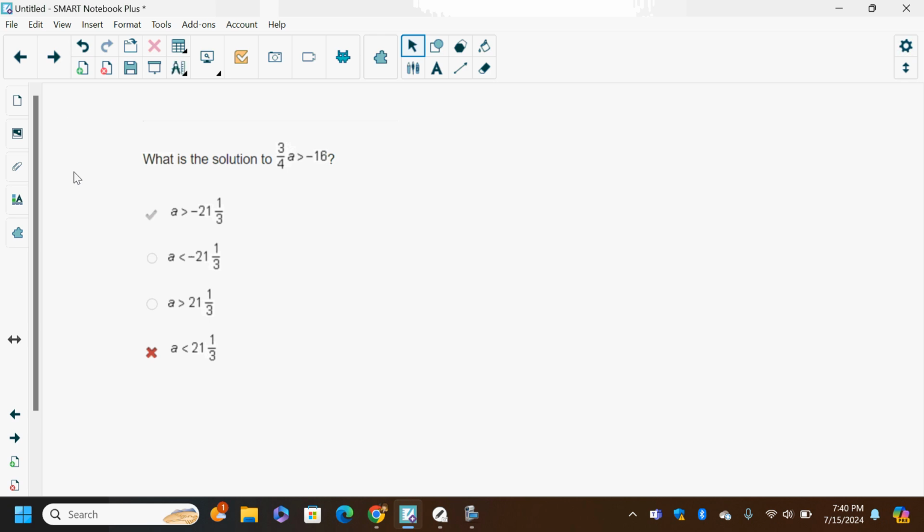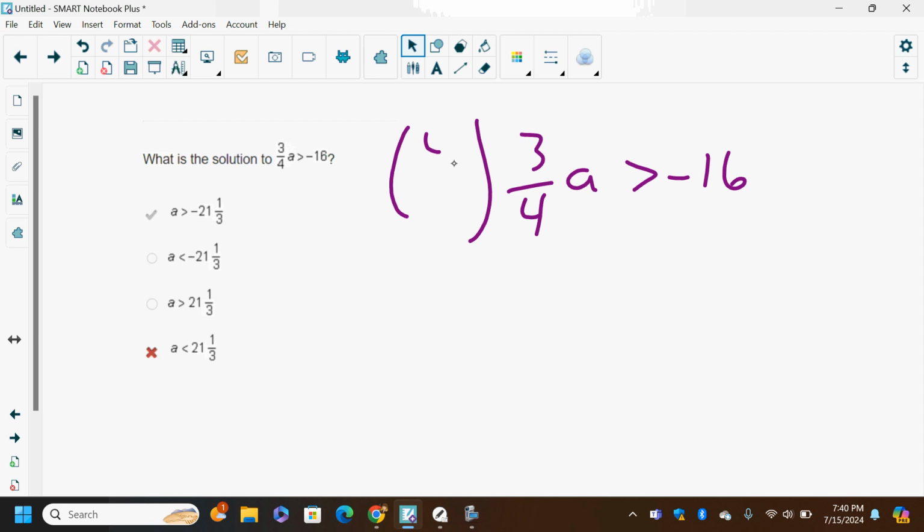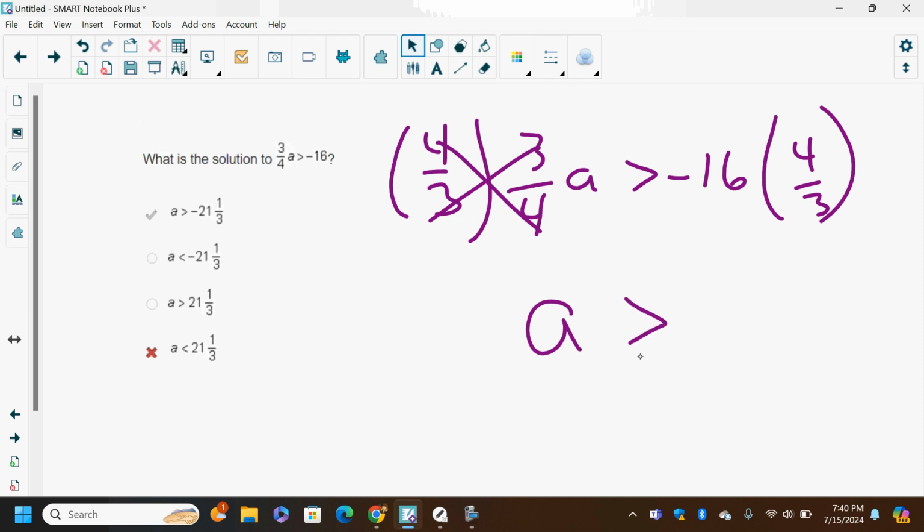Okay, what's the solution to this? Since it's multiplication, I'm going to multiply by the reciprocal. And 3/4 a is greater than negative 16. I could also divide both sides by 3/4, but for the rule for dividing by a fraction, we keep, change, flip. So we're just going to multiply both sides by 4/3. So a is going to be greater than negative 21 1/3.